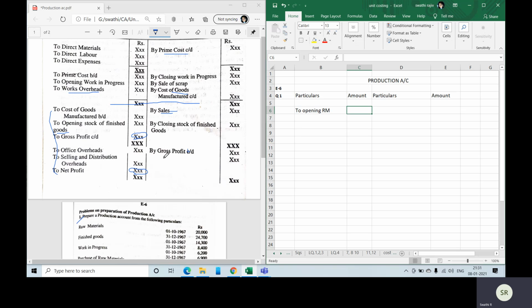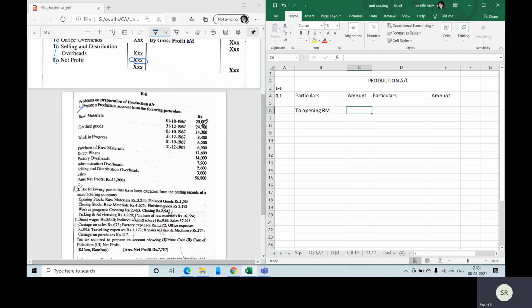And out here, so this is the proforma, guys. We'll more or less be following this, right? First one is 20,000. This is your opening stock of raw materials. So I'm writing it as 20,000. And out here, along with opening stock of raw materials, what do you add? Basically here, first step, we are not going to find prime cost. We are going to find out material consumed.